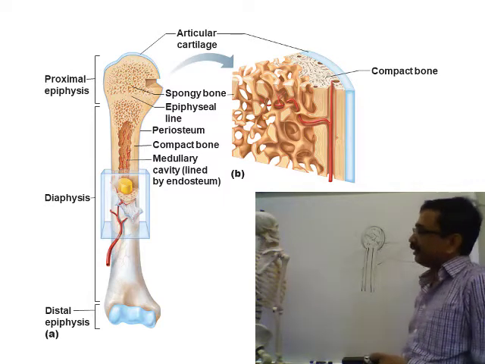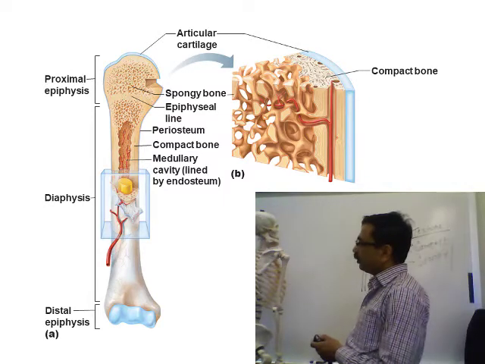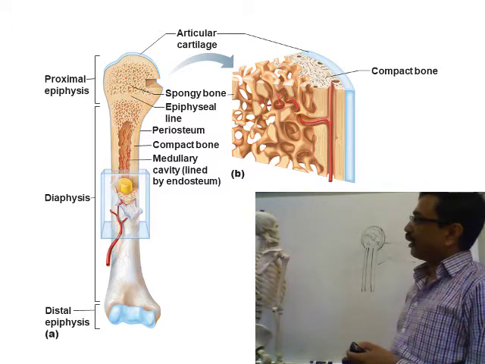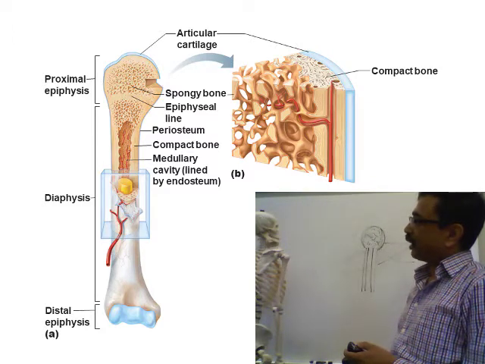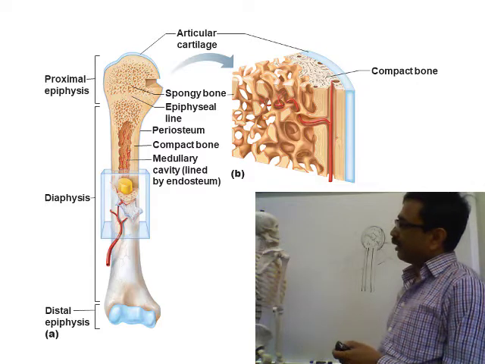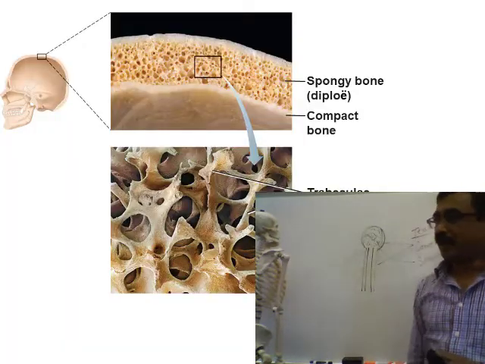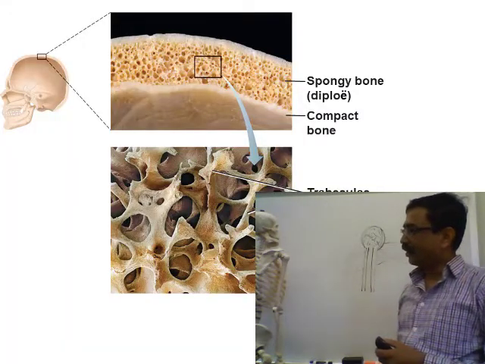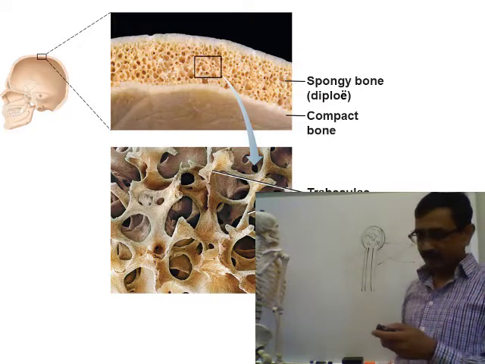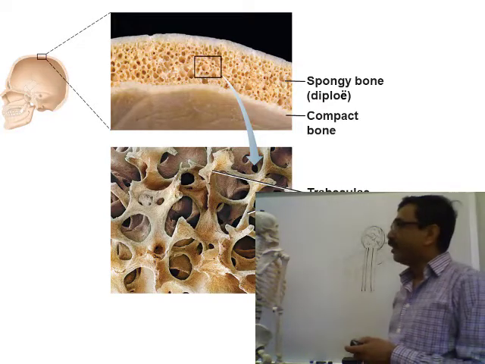If you see the spongy bone, it looks like honeycomb with many processes. See on the right side. Those are called trabeculae. So trabeculae are those processes of bone inside the spongy bone.